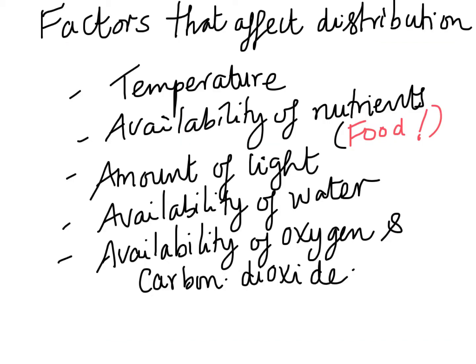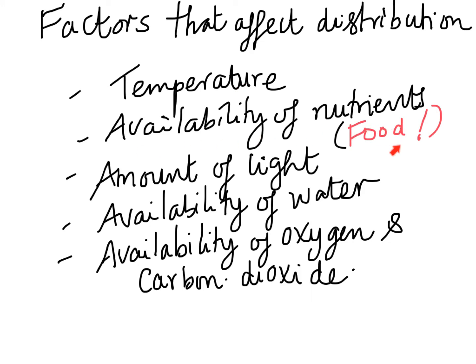Let's have a quick look at the list of factors that affect how organisms are distributed, that affect where organisms actually live. Now, for an organism to live, these factors are really important. Temperature of that habitat: it has to be comfortable and the organism should be able to survive in that temperature. Now, some organisms do survive at slightly higher temperatures, and some can even survive in freezing conditions. But most organisms live in an average temperature. So it's a really important factor.